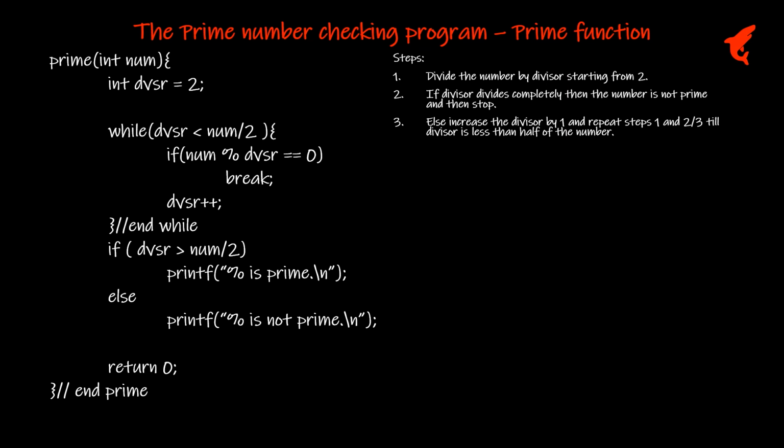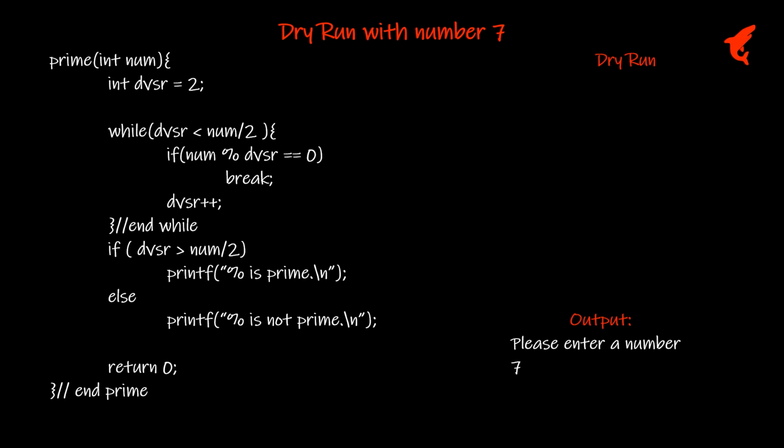Now, let us do a dry run with number 7. We will assume that the main function was executed and the prime function was called with the value 7 for num. Then dvsr is initialized to 2. Then the while condition is checked, which is true. Here, the if condition is checked, which is not true. The value of dvsr is then increased by 1 and becomes 3. And the loop cycle ends.